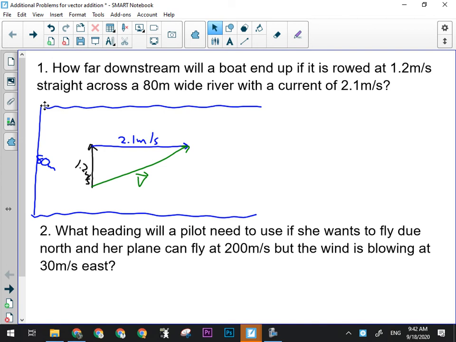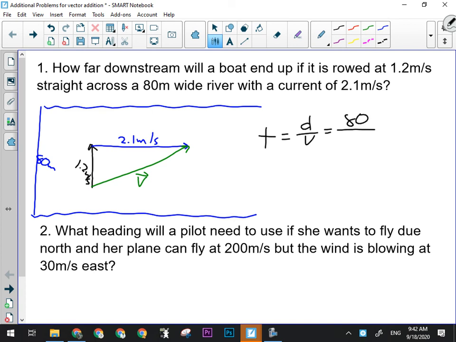Now, the whole time I'm going across the river, I'm also going down the river. Those two times would be equal, agreed? Because once I get to the other side, I stop doing both. I stop crossing and I stop going down the river. Okay? So I'm going to figure out how long it's going to take me to row across. T equals d over v, right? Just a manipulation of v equals d over t. We know the distance is 80 meters, and we know the velocity is 1.2 meters per second.